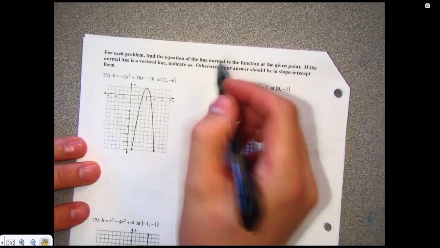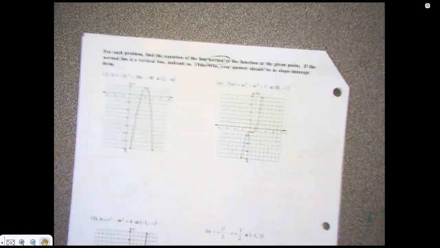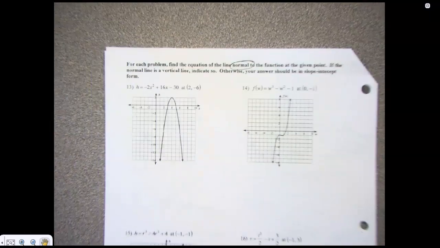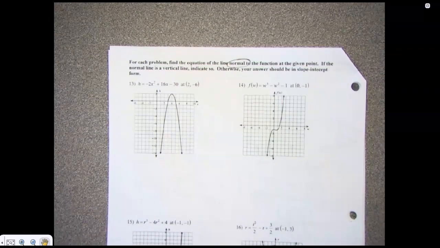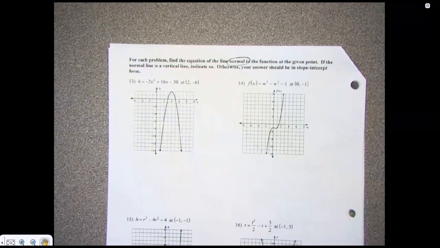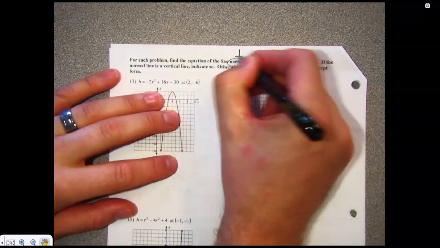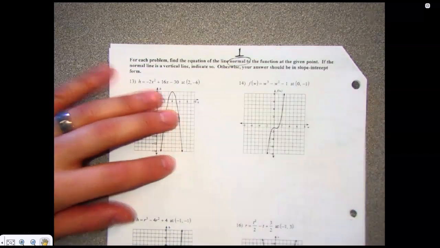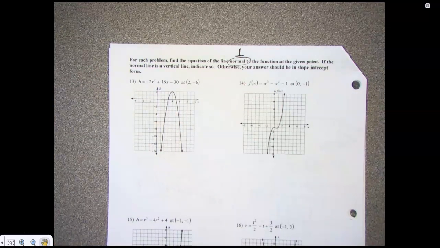So now they're asking for the equation of the line normal. Do you guys know what normal means? Not like usual. But it matters. Normal means perpendicular. So if I have a slope, let's say the slope of my line is 3/4. Do you guys know the slope of the line perpendicular to that? Negative 4/3. You flip it over and you change the sign.